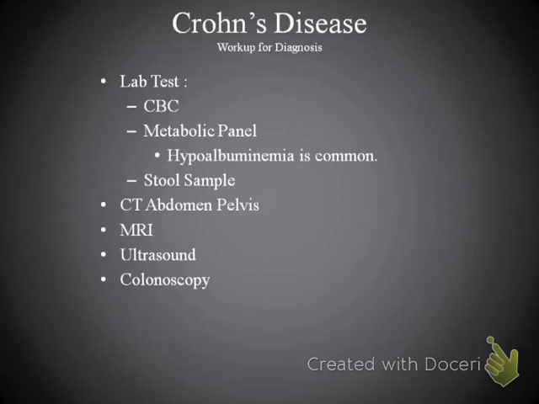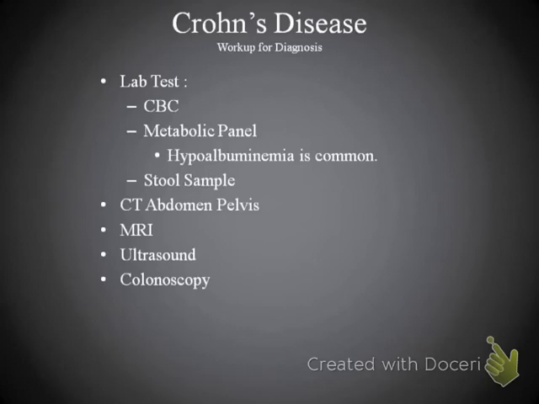So the way that we actually find out if a patient has Crohn's disease, it first begins with lab tests. This is a CBC metabolic panel. And we look for hypoalbuminemia to be common. We also take a stool sample to look and see if there's blood in the stool.